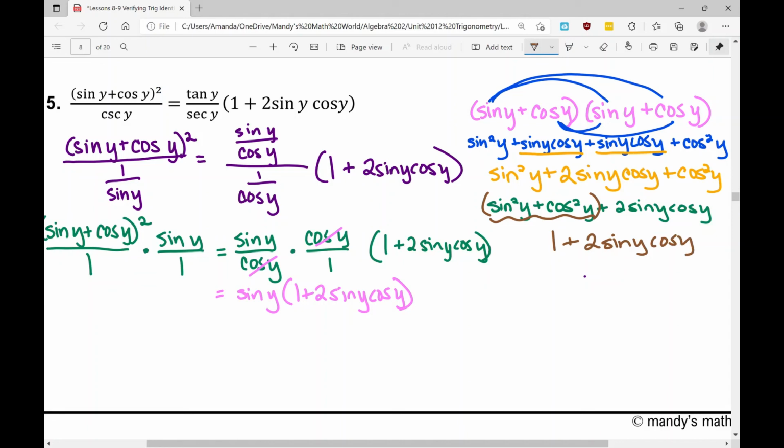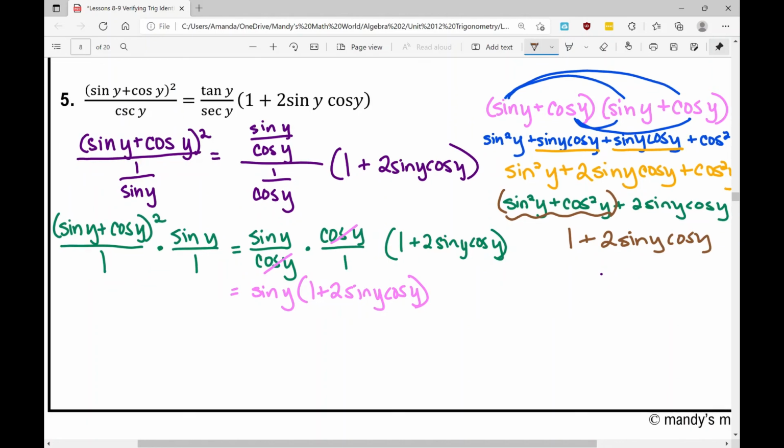And then look what we got here. We can now rewrite this as 1 plus 2 sine y cosine y times sine y, which is the same. Done. You proved it, and we are finished with these day 2 notes over verifying trigonometric identities.